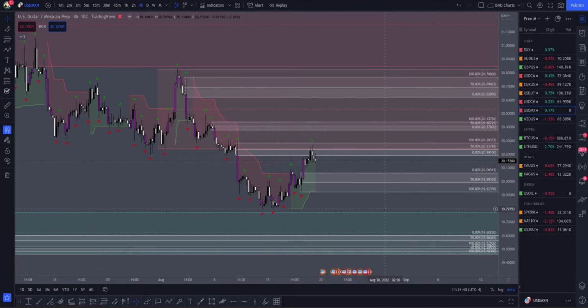USD Mexican peso short-term institutional bias for this pair is short. Price rejected off of this institutional distribution zone as well as this 4-hour. So we probably already have our trade entry confirmation to go ahead and take this pair to the downside. We want to be careful because we do have a 4-hour demand that is in close proximity. So we could see a response.